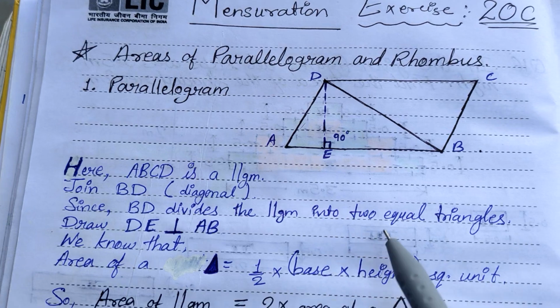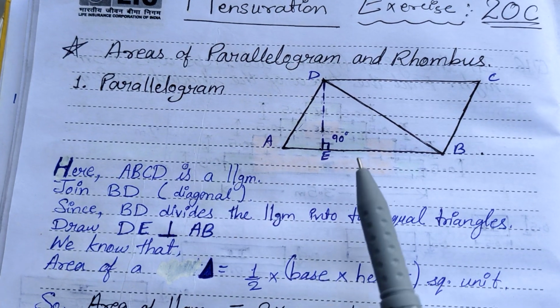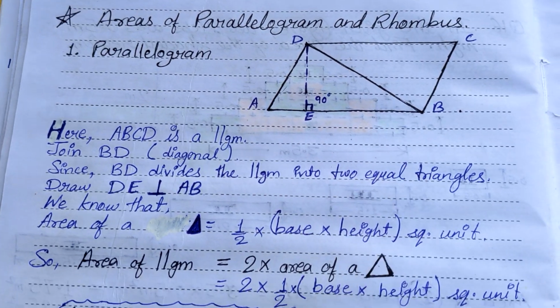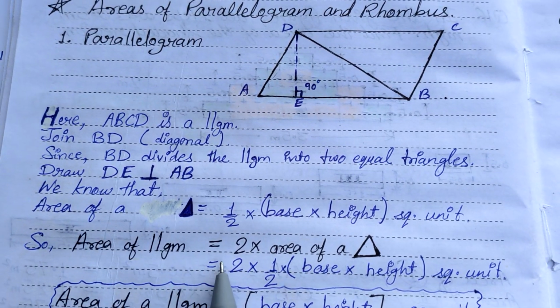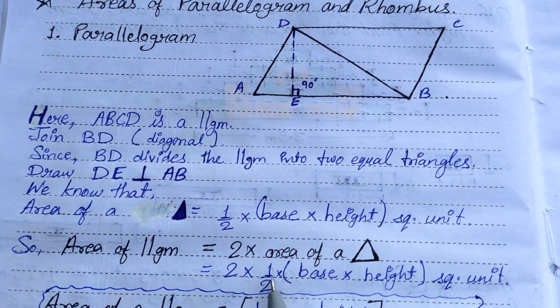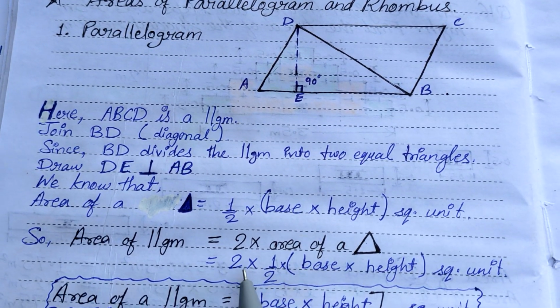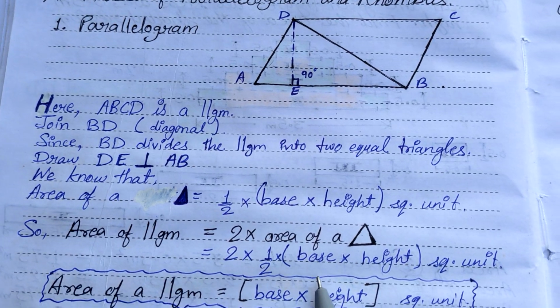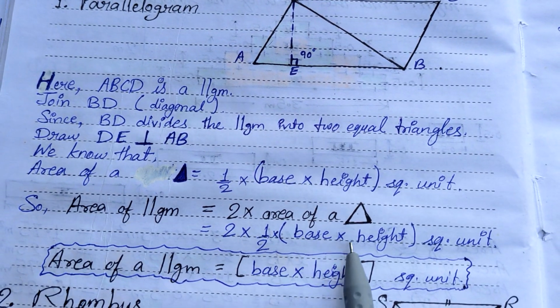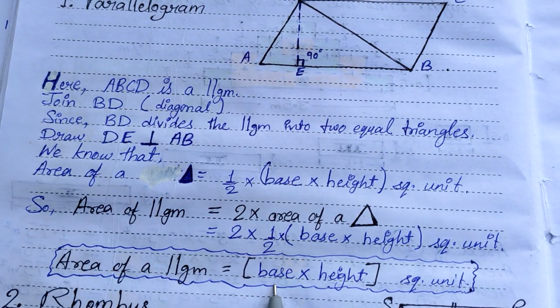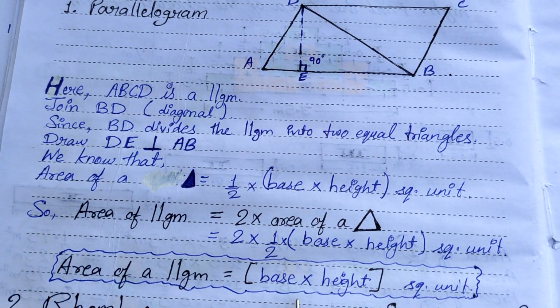So we have to find the area of the parallelogram. To find it, we have to find the area of these two triangles. So area of the parallelogram is 2 into area of a triangle, that is 2 into 1 by 2 into base into height. The 2 and 1 by 2 cancel, and we have base into height. So area of parallelogram is base into height square unit.